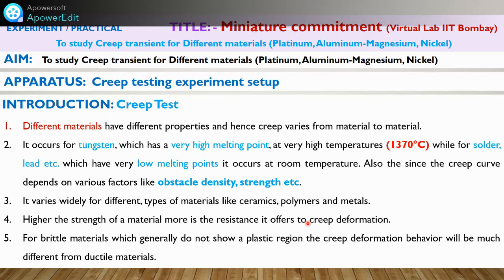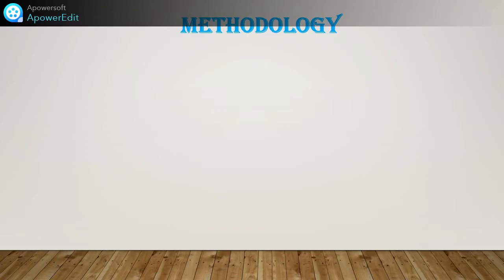Also, since the creep curve depends on various factors like obstacle density, strength etc. 3. It varies widely for different types of materials like ceramics, polymers and metals. 4. Higher the strength of a material, more is the resistance it offers to creep deformation. 5. For brittle materials, which generally do not show a plastic region, the creep deformation behavior will be much different from ductile materials.